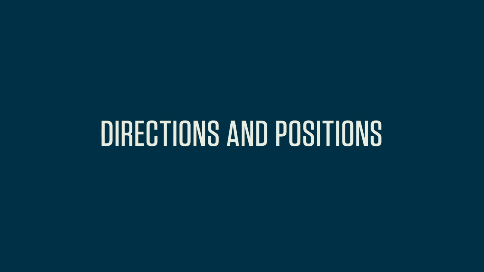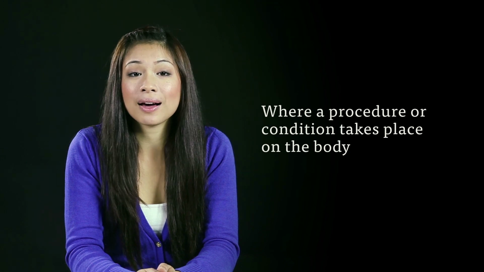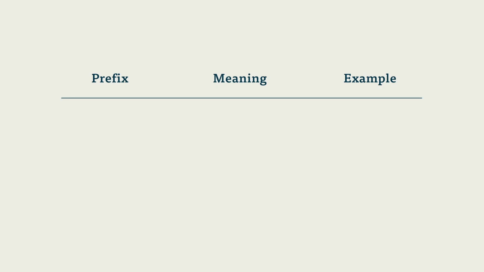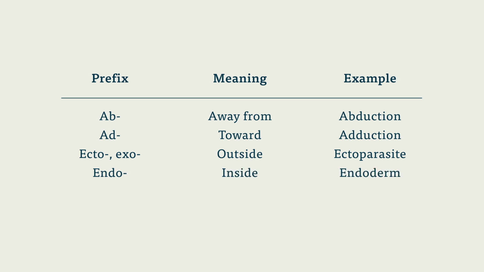Directions and positions. In medicine, you'll often encounter terms that describe where a procedure or condition takes place on the body. For example, the prefix ab means away from, used in abduction. Ad means toward, used in adduction. Prefixes ecto or exo means outside, like in the word ectoparasite. Endo means inside, used in endoderm. And the prefix epi means upon, used in epinephrine.